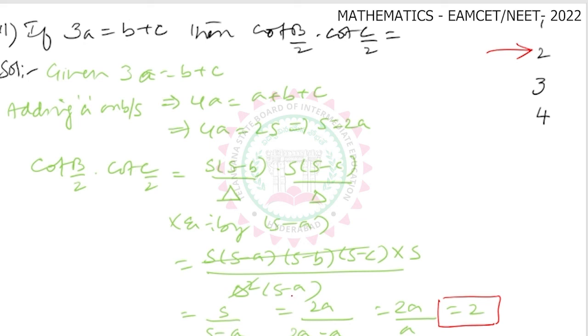Okay. Now you see that delta square is nothing but s into s minus a, s minus b, s minus c, which cancel each other. What remains in the numerator is s, in the denominator s minus a. But we have come to a conclusion that s is equal to 2a. Therefore, I am substituting that value. s is equal to 2a by 2a minus a. 2a will remain as it is. 2a minus a is equal to a, cancel, which gives me 2. So, which coincides with my second option.